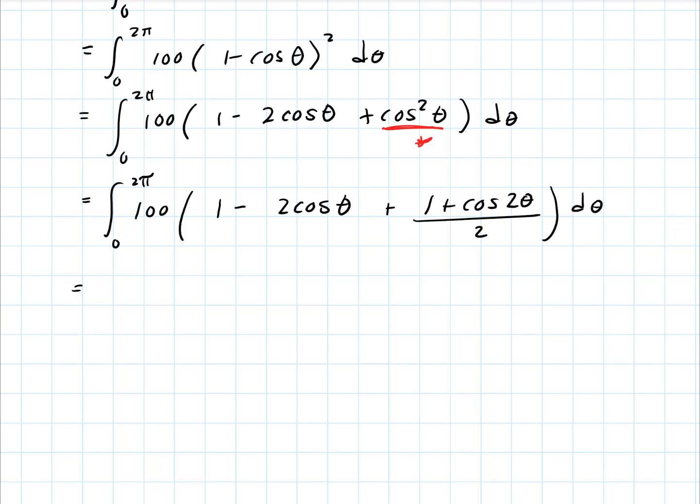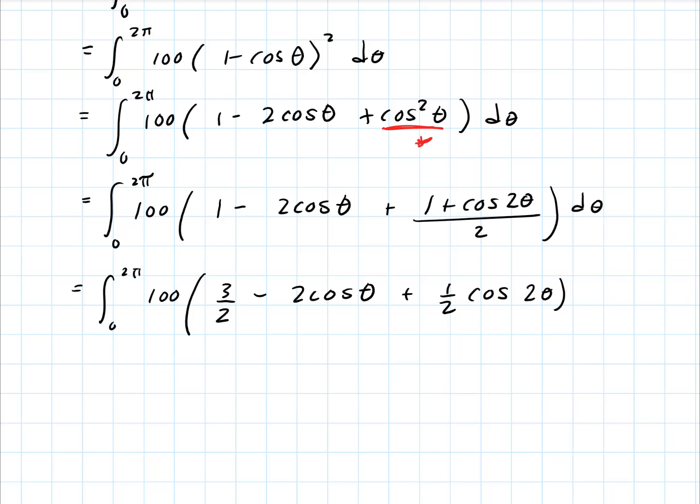And now we can actually integrate. Well, let's write one more step. 0 to 2 pi, we still have 100. I'm going to go ahead and collect those and make that 3 halves, 1 plus the 1 half, minus 2 cosine of theta plus 1 half cosine of 2 theta d theta. And now let's actually integrate.